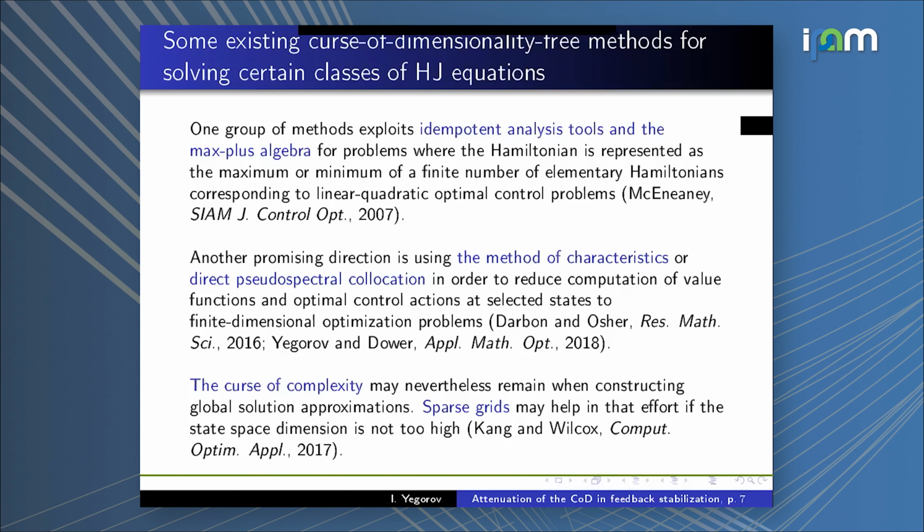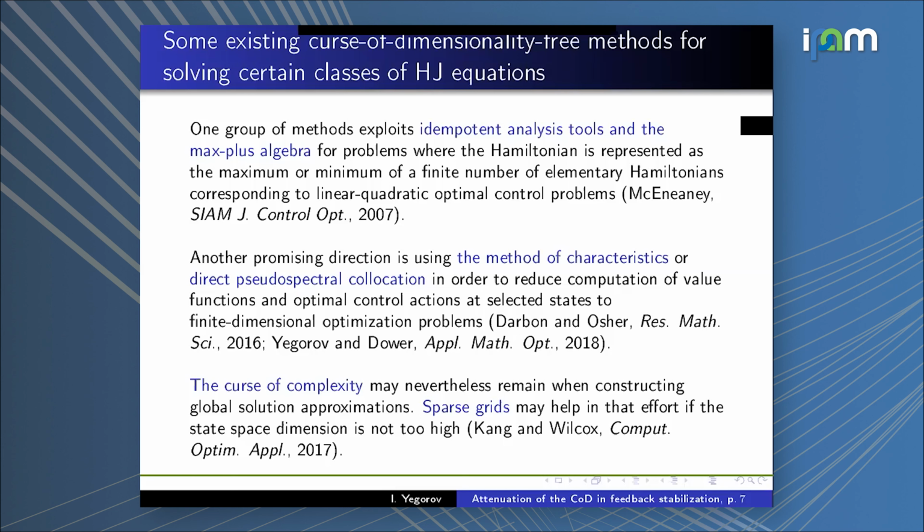Another direction is related to the reduction of original infinite dimensional optimization problems to certain finite dimensional nonlinear programming problems for any selected state. So basically we can use the method of characteristics or direct collocation so as to reduce the problem of computing our value function or our control at a certain state to a certain nonlinear programming problem. And that is why each state can be treated independently from all other states.